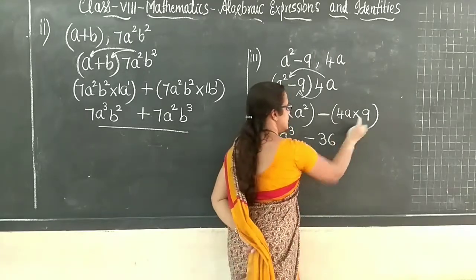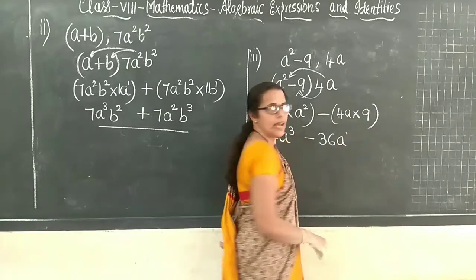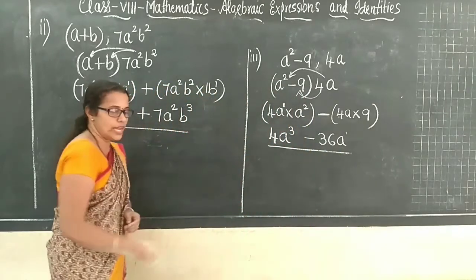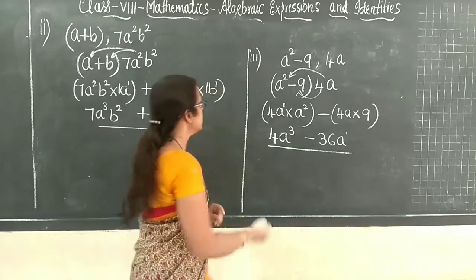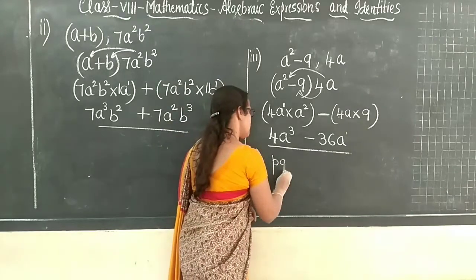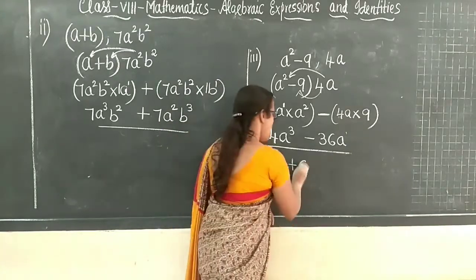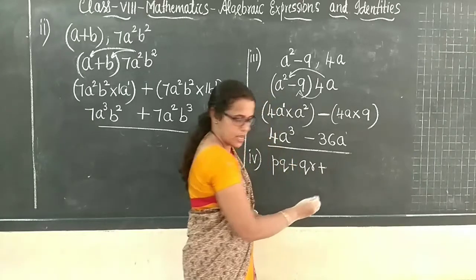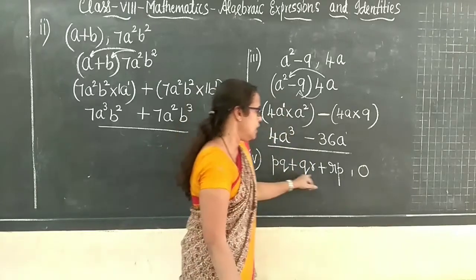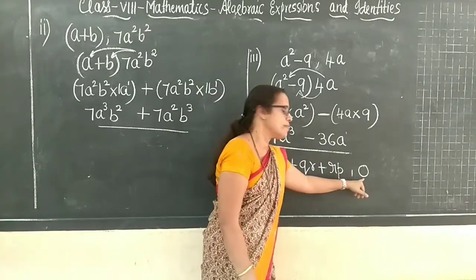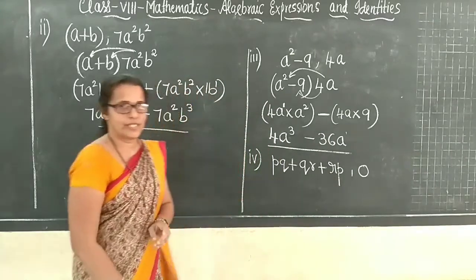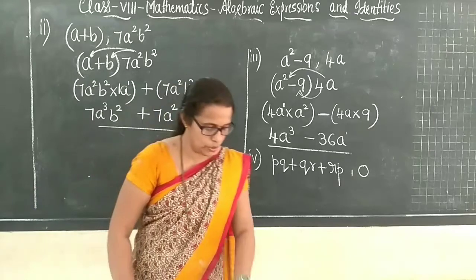4 nines are 36. A how many times? 1 time. Got it? So this is the final answer. So now I'll give one problem you have to do as homework. Question number 4: PQ plus QR plus RP, comma 0. So these three terms, trinomials, you have to multiply by 0. Whatever answer you get, you have to write, children. Okay, so we are all doing this problem.